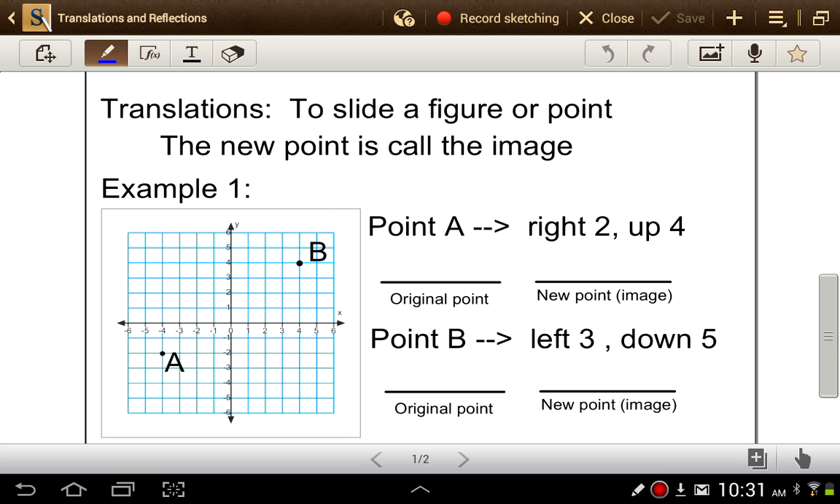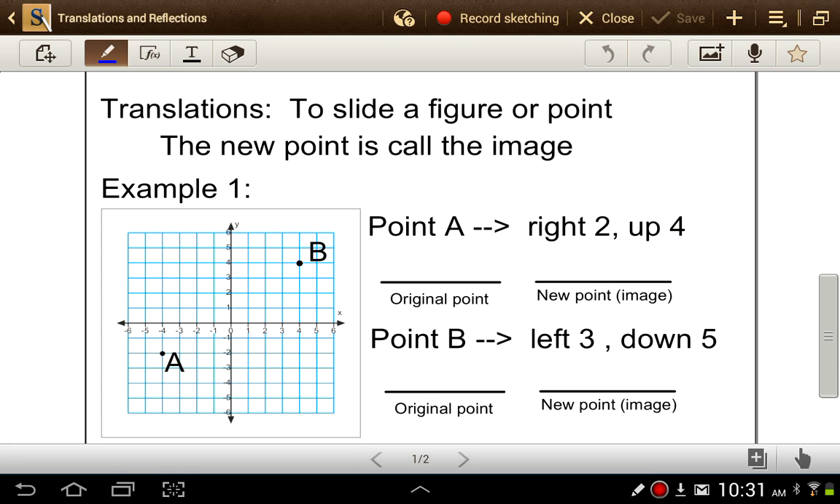First, let's talk about translations. And a translation is to slide a figure or a point. So we're just going to be sliding right, left, up, or down. If you think of those old puzzles that you may have got when you were younger, where there's a picture on there and all you could do is slide it up, down, right, or left, and you had to move them around, there's one gap. That's what a translation is. You're sliding it right, left, up, or down. Okay, so that's all that we're going to do in this example here.